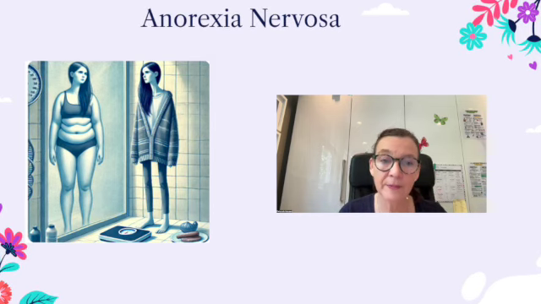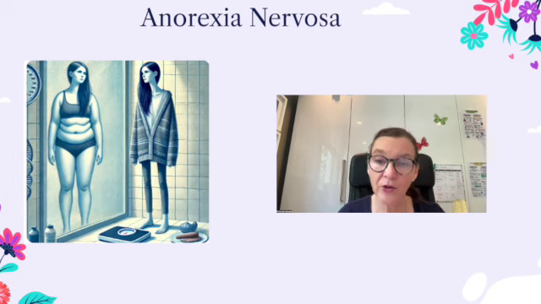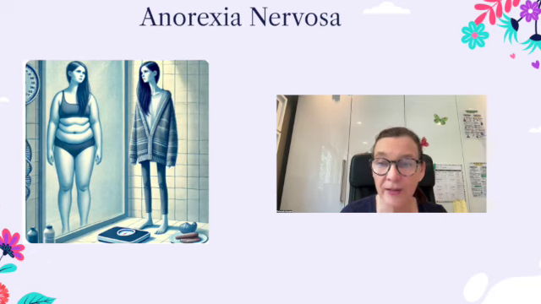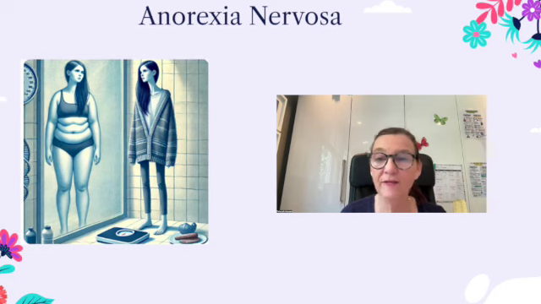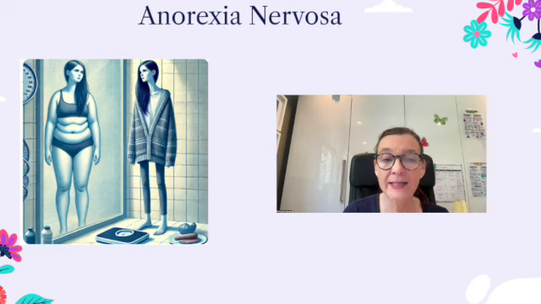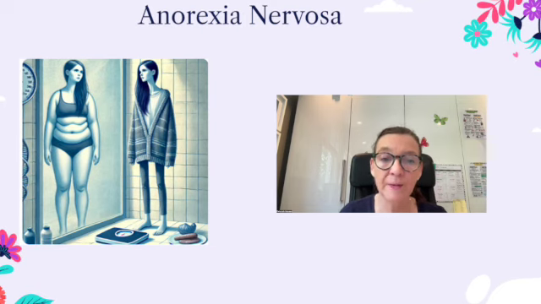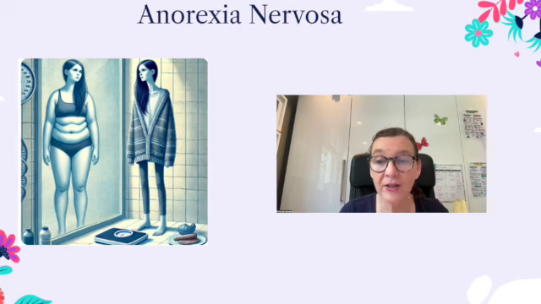The behavioral symptoms include strict dieting or food restriction, even when you're underweight. Individuals may exercise excessively, count calories obsessively, and avoid eating in front of others. There's often a preoccupation with food, dieting, and weight, even though they avoid eating. And lastly, the cognitive symptoms. The person may have a distorted body image, constantly believing they're overweight when they are clearly underweight.